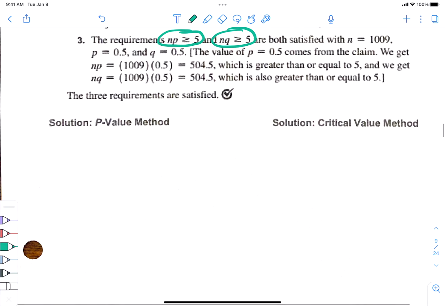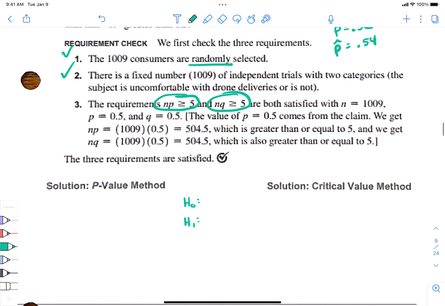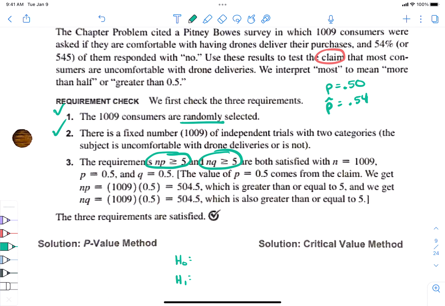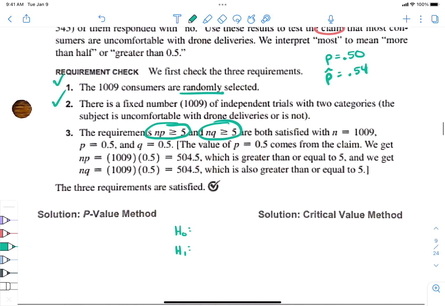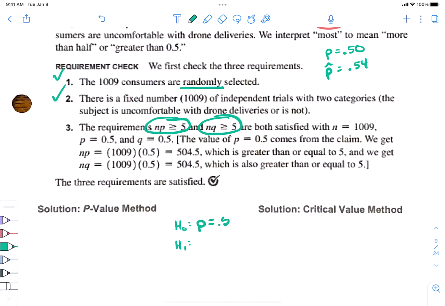All right. We're going to look at each one of these, p-value method and critical value method. I'm going to put the H0 and the H1 or HA in the middle because that's going to be the same for both of them, okay? We are testing to see, use these results to test the claim that most consumers are uncomfortable with drone deliveries. We said most means P equals 0.5. We always start with P equals 0.5 for that, okay? Our alternative hypothesis, not equal to, but if we're saying most, we're saying more than, right? So we're going to say P is greater than 0.5.